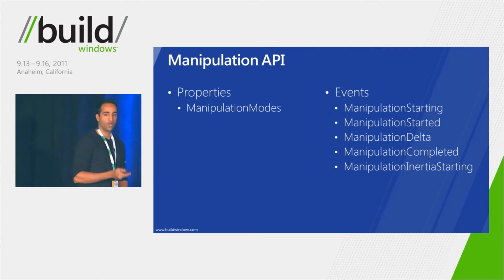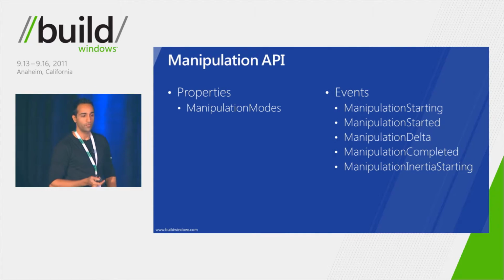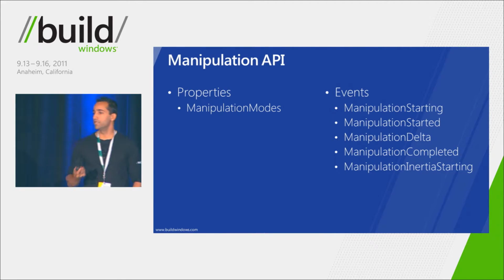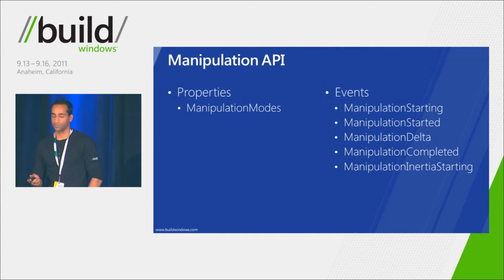So we have something called the Manipulation API. And if you're familiar with WPF, or you built Windows Phone 7 apps, this will look familiar to you. However, it is unique to XAML for Metro-style apps. So just a poll in the audience, how many people have used manipulation events in Windows Phone 7 app development and WPF? OK, so a number of you.